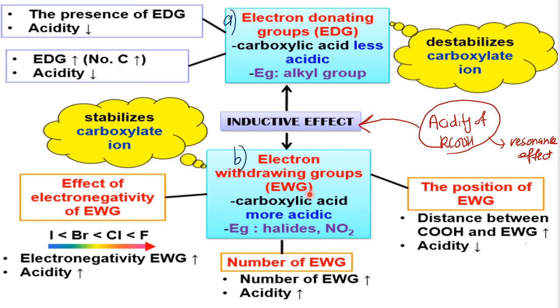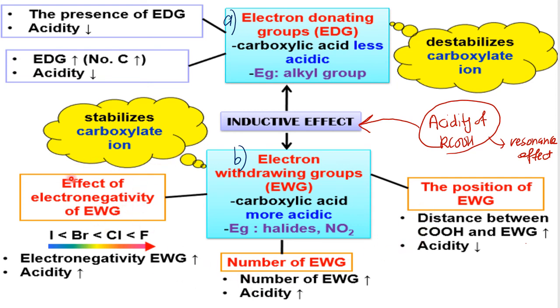Okay, kemudian kita cerita pula tentang electron withdrawing group. Okay, so in general, electron withdrawing group akan stabilizekan awak punya carboxylate ion. Okay, so kalau ada awak compare carboxylic acid yang ada electron withdrawing group dengan yang tak ada, the one with electron withdrawing group, EWG, is more stable. Okay, kemudian kalau carboxylic acid dua-dua ada electron withdrawing group, baru kita akan tengok 3 efek dekat sini.